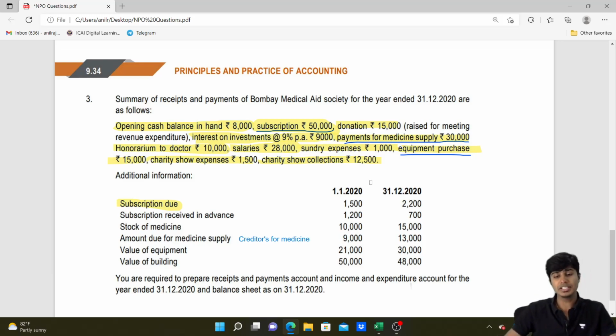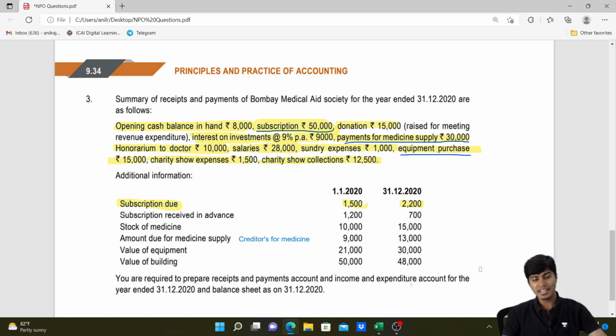Income accrued but not received on 1st of January 2020 is 1,500, and income accrued but not received on 31st of December 2020 is 2,200. 1,500 is the opening balance of the asset and 2,200 is the closing balance of the asset. The opening balance will come in the opening balance sheet, and the closing balance will come in the closing balance sheet. In the subscription account, an asset having a debit balance has the opening balance on the debit and the closing balance on the credit. So those are the two places where you should write.